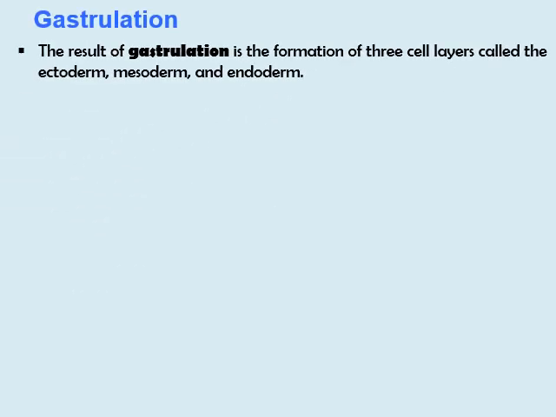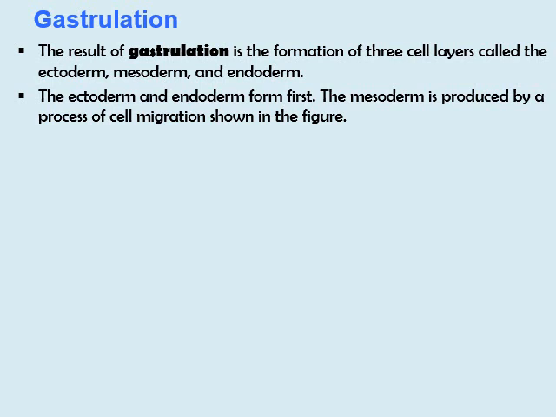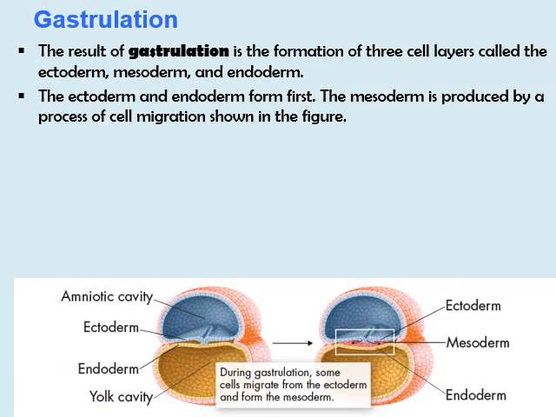Gastrulation. The result of gastrulation is the formation of 3 germ layers called ectoderm, mesoderm, and endoderm. The ectoderm and endoderm form first. The mesoderm is produced by a process of cell migration as shown in the diagram here. First, ectoderm and endoderm form, and then the mesoderm forms by cell migration.